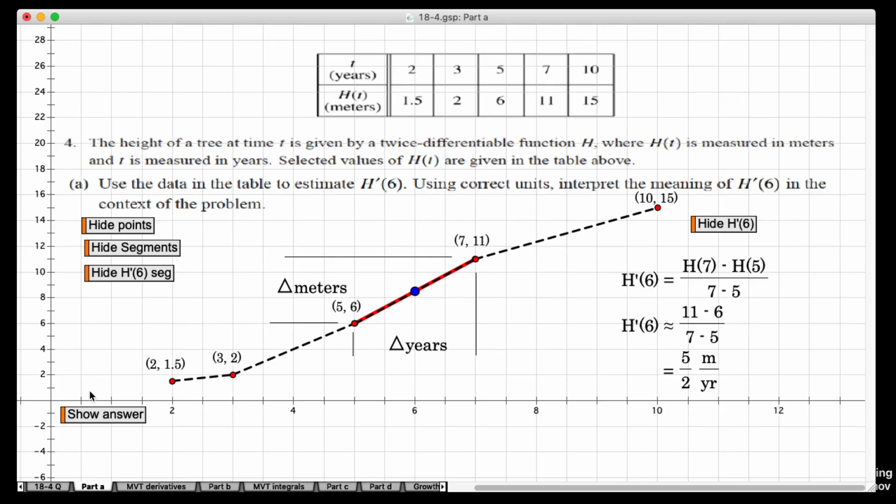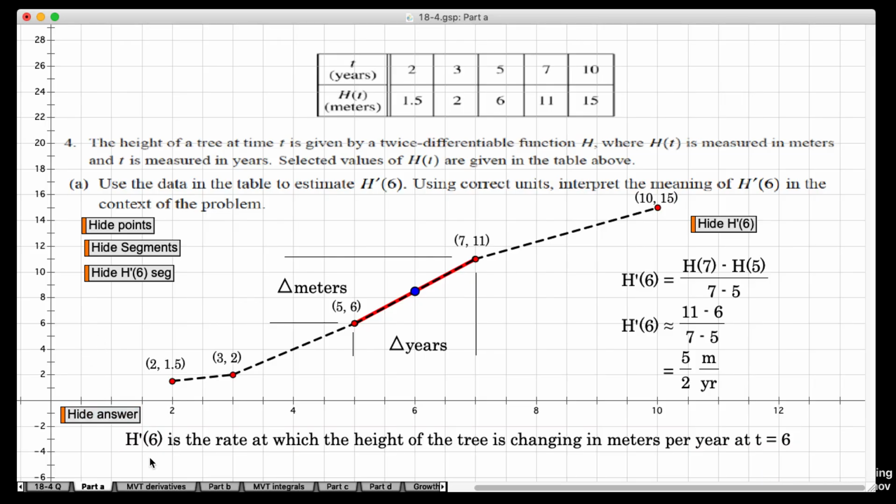And now we always have to answer the question, so let's write our answer out. H prime of 6 is the rate. Just take the question and reword it. It's the rate at which the height of the tree is changing, in meters per year, correct units, at t equals 6. You always have to say when. It's not all the way through here, it's at this time, t equals 6.